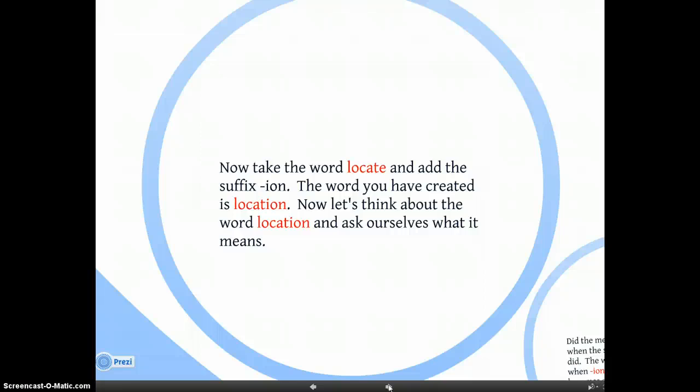Stop and think about the word location and ask yourself, what does the word location mean? Remember, when you are trying to determine the meaning of a word, it's always best to think of it in a sentence. So think of the word location in a sentence.